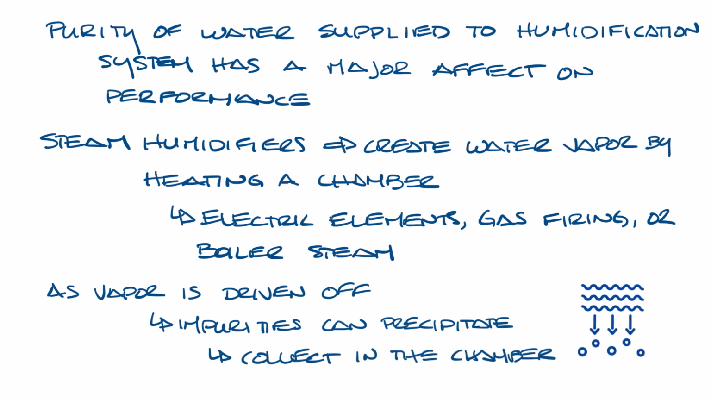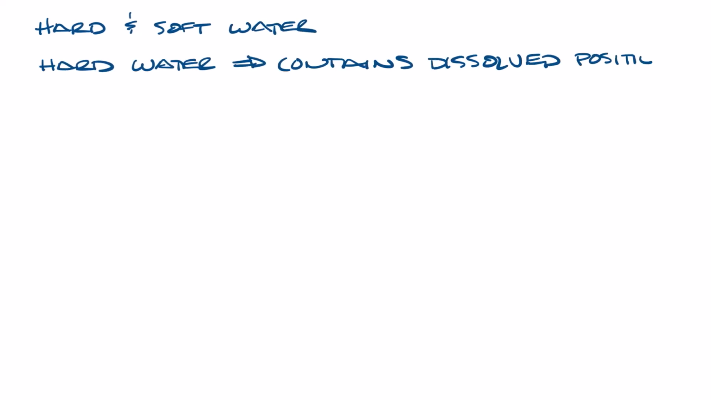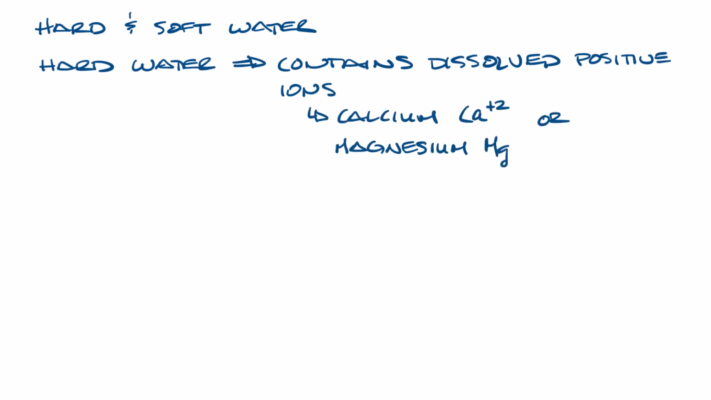So you've probably heard of hard or soft water. Hard water is water that contains dissolved positive ions. Generally, these are calcium ions or magnesium ions. Calcium typically accounts for as much as 75% of the hardness.